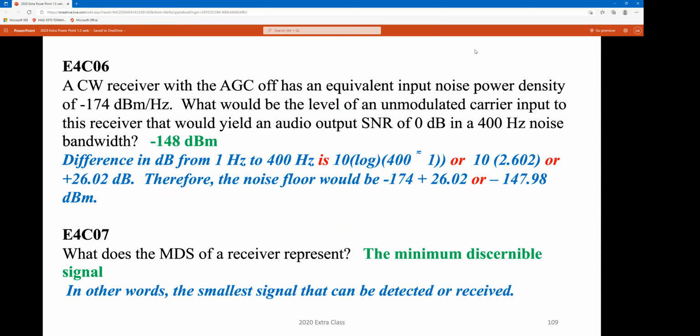A CW receiver with the gain control off has an equivalent input noise power density of -174 dBm per hertz. What would be the level of an unmodulated carrier input to this receiver that would yield an audio output signal to noise ratio of 0 dB in a 400 hertz noise bandwidth? That's when I seriously considered dropping out of this class. Yeah, this is one of those where you're going to need your calculator.